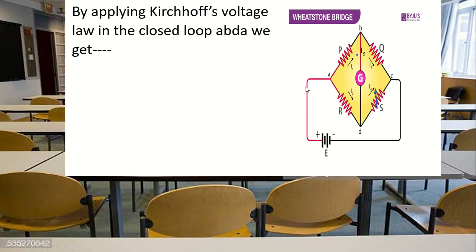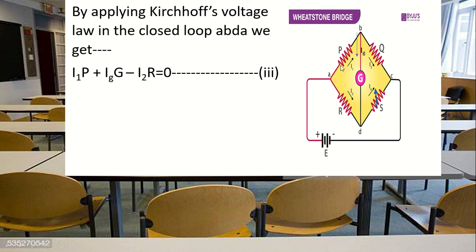Now we will apply Kirchhoff's voltage law in these two loops. Here you can see this is loop 1 and this is loop 2. A, B, D, A is one loop and B, C, D, B is another loop. At first we will apply Kirchhoff's voltage law in the loop A, B, D, A, and we will measure the potential difference across P, across the galvanometer, across the R, moving clockwise.